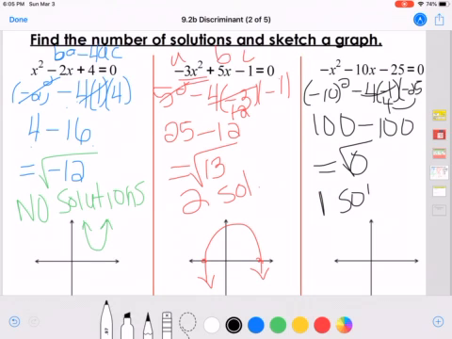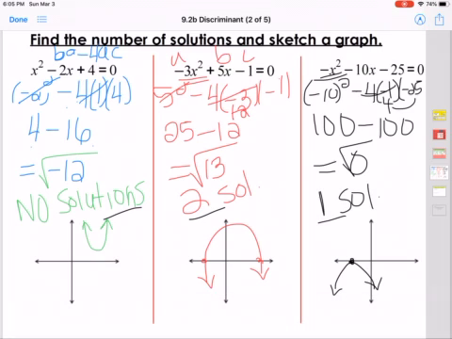So we just want to draw a graph that crosses the x-axis in one spot. And since our a value is negative, it's going to open down. So I'm going to draw my graph right here where it's touching the x-axis at that one point. And that's our discriminant. It can tell us how many solutions we're going to have, and it can tell us what our graph is going to look like based on that number of solutions.